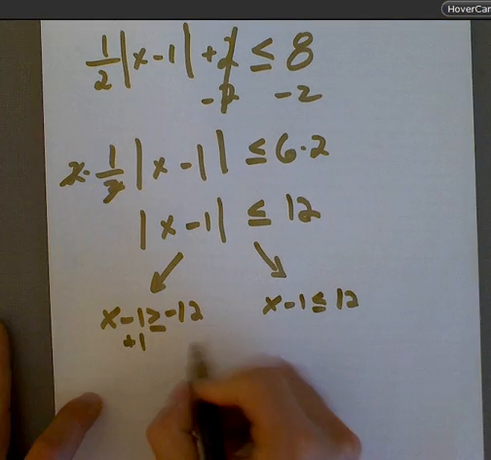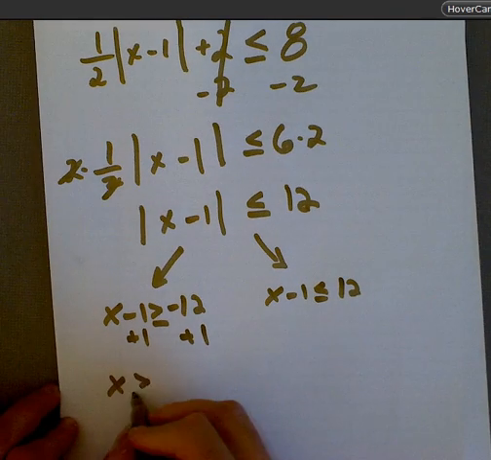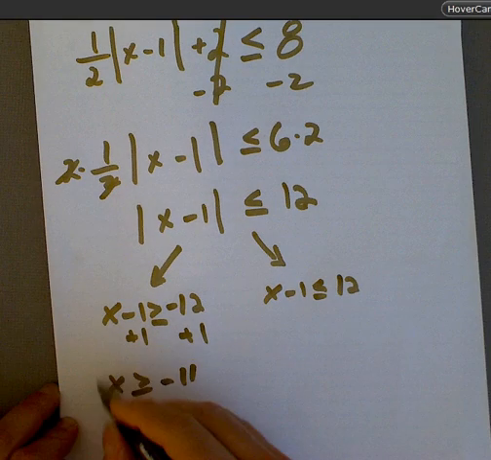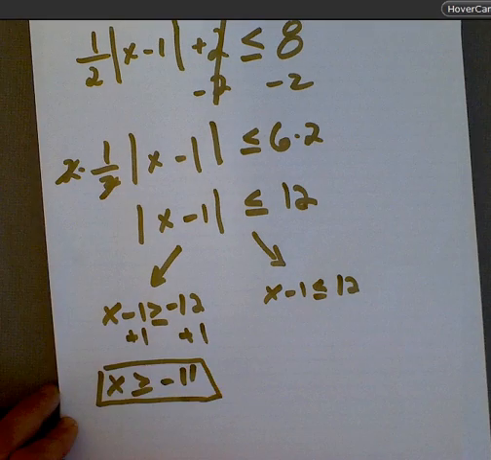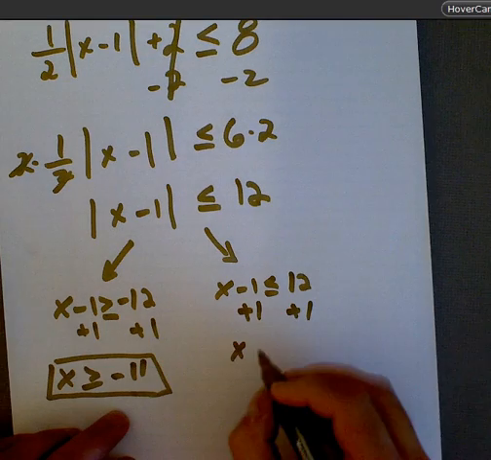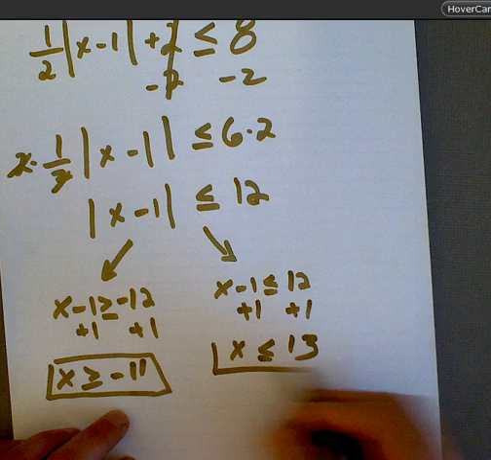Let's add 1 to both sides. So x is going to be greater than or equal to negative 11. And then on the other side, add 1. So x is going to be less than or equal to 13.